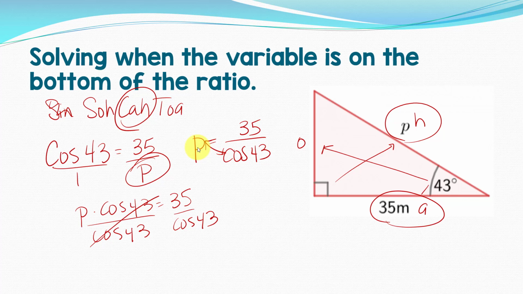Okay, so now I'm going to do 35 divided by cosine of 43 in my calculator. And when I do that, I ended up with 47.8565, and 47.85 would round up to 47.9. So see if you get that answer. Two more quick examples and then we'll be done.